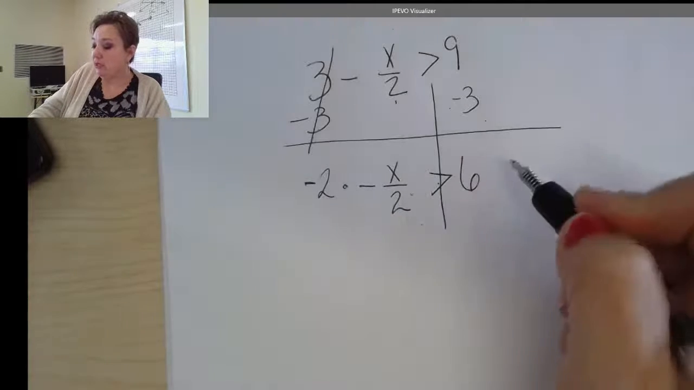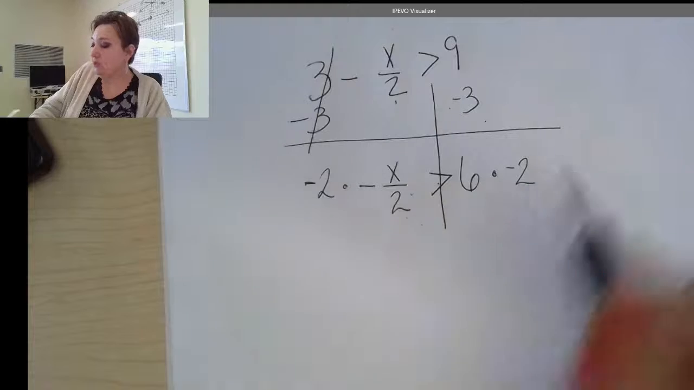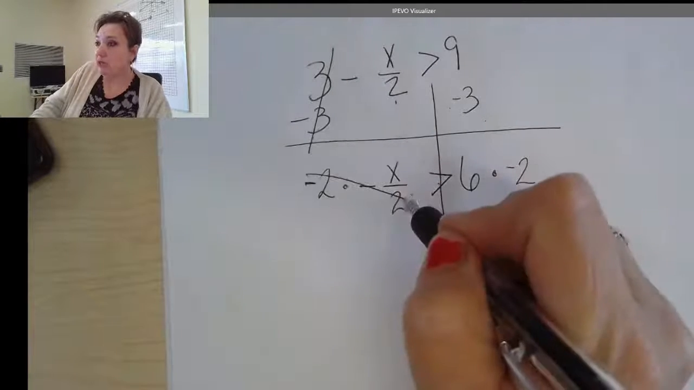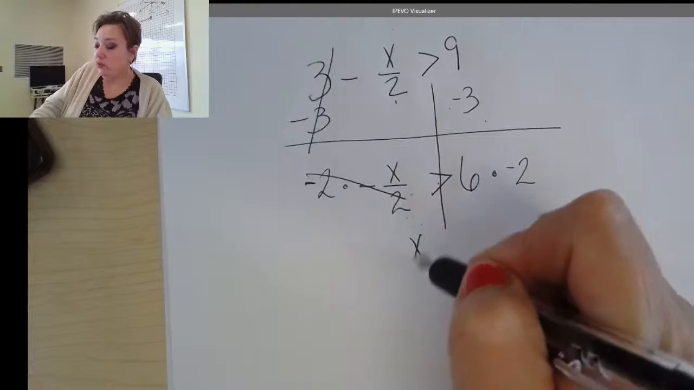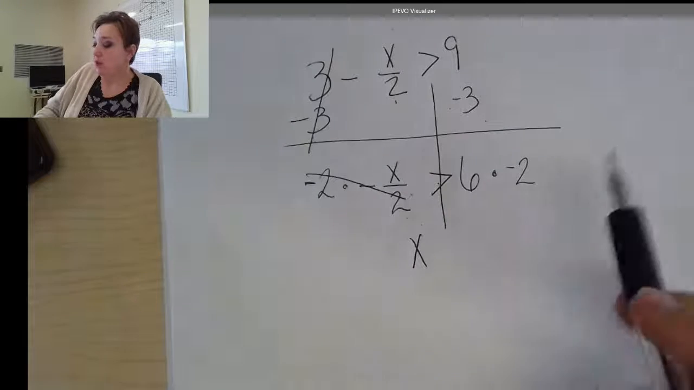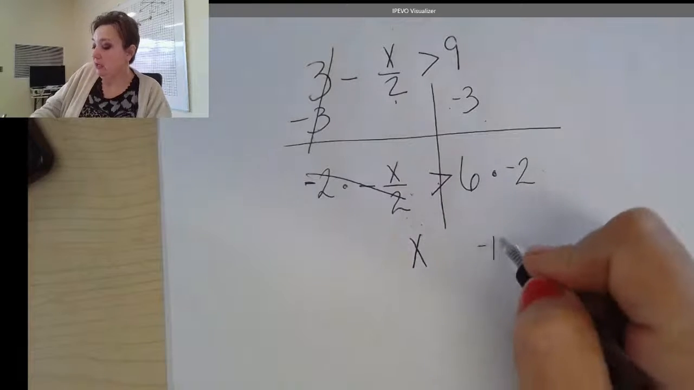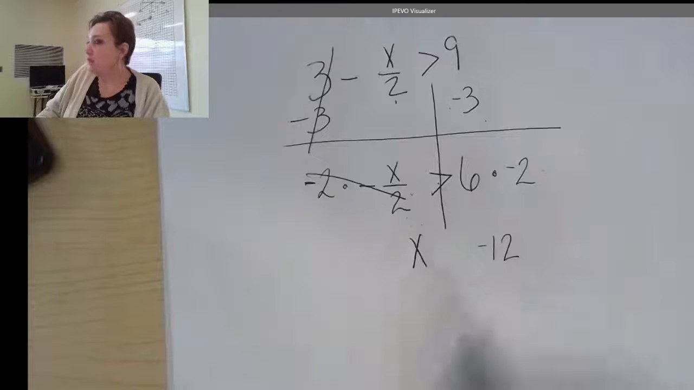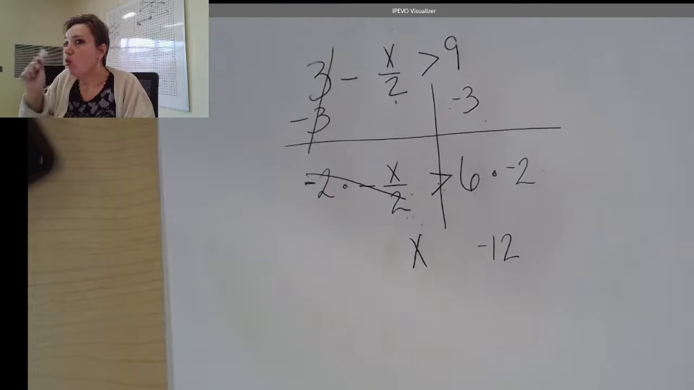Now if I do it to one side, I got to do it to the other. So those are going to cancel. That's going to leave me with just x right here, right? Over here I'm going to get negative 12. What about my sign? Why do I flip it?